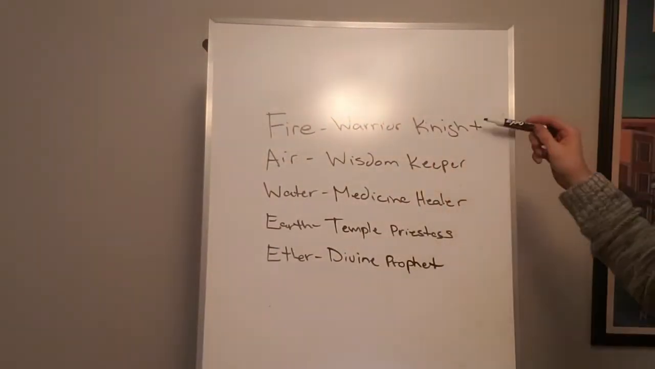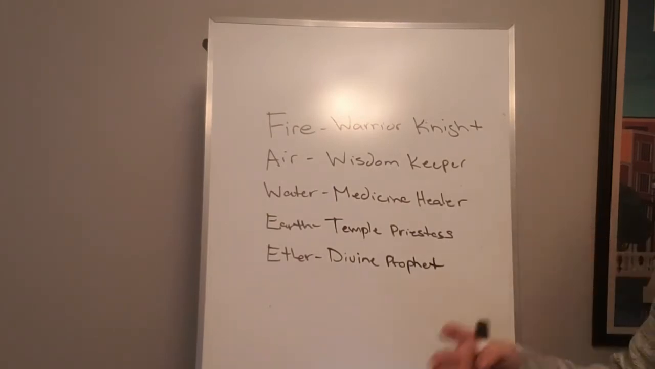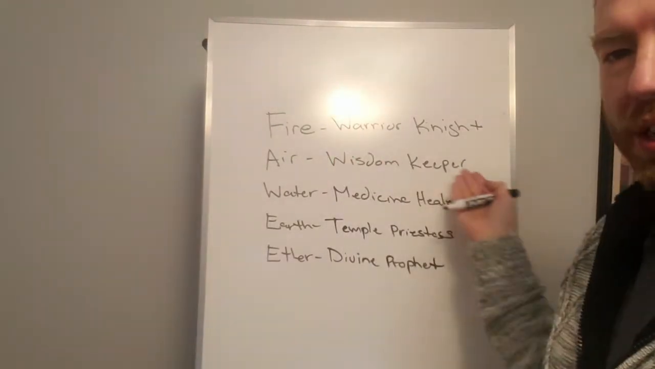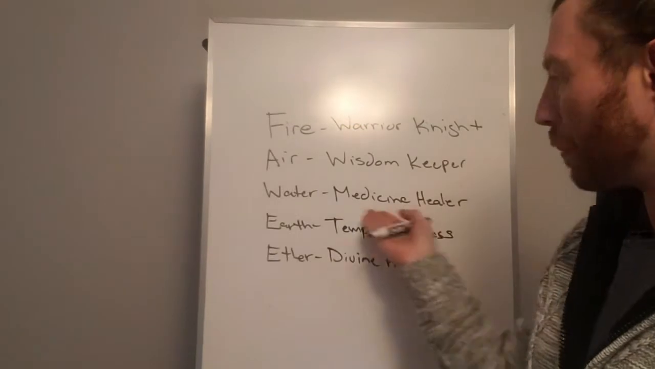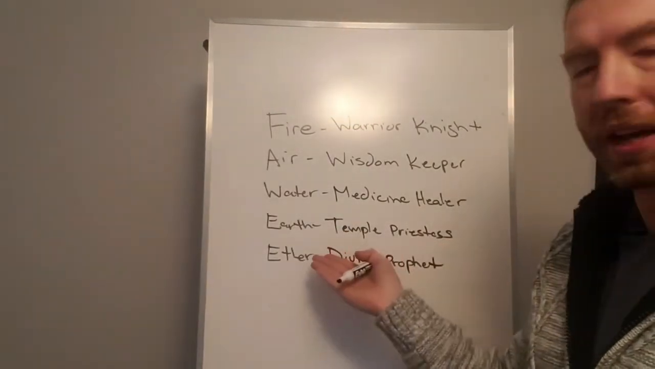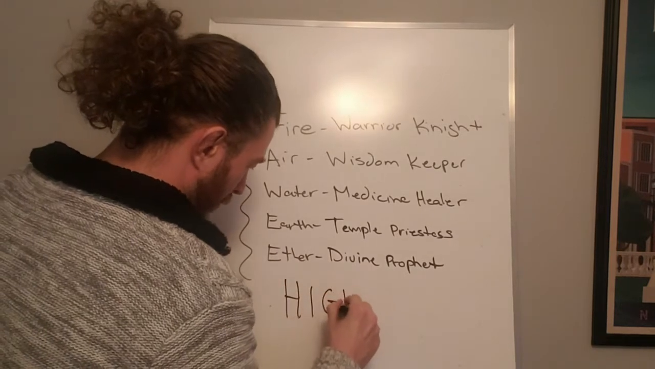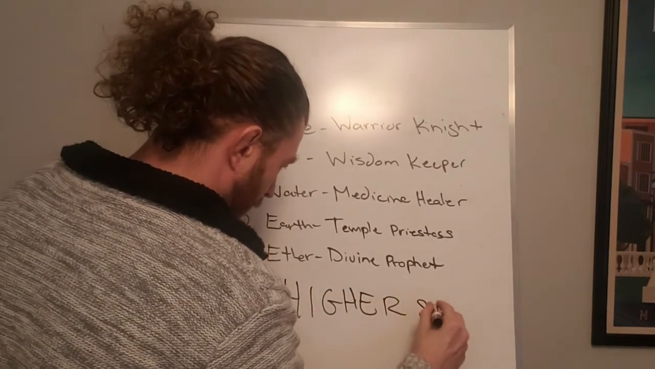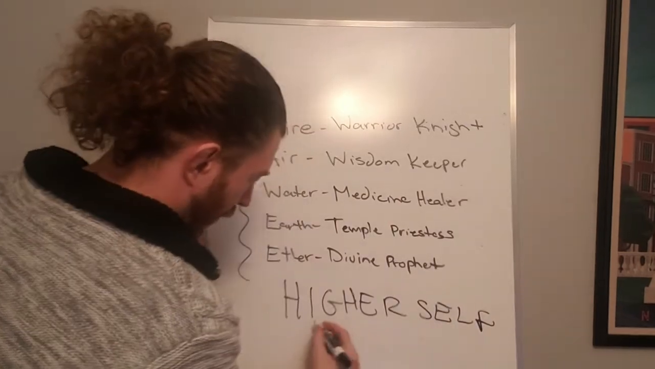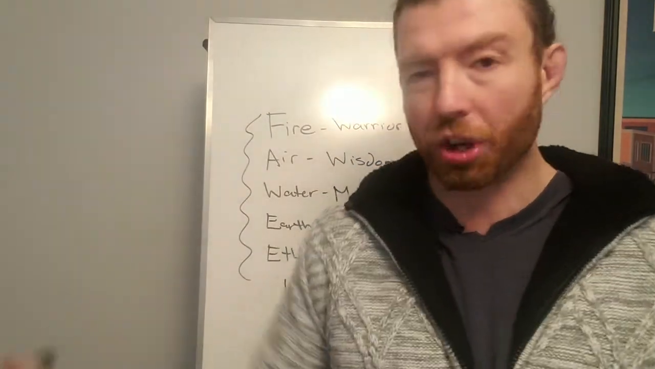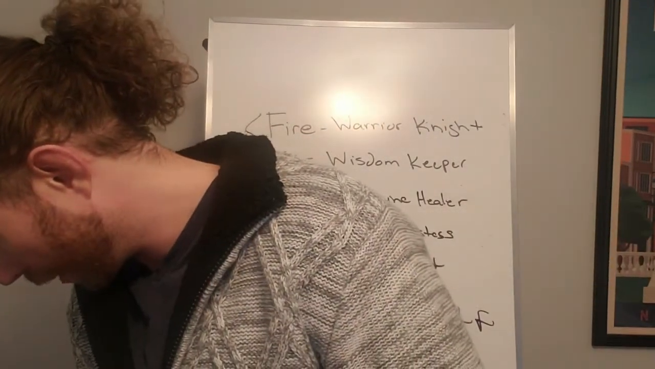So these are basically the 5 archetypes that we're developing as we heal these bodies. So we're going to develop our inner warrior knight. We're going to develop our inner wisdom keeper. We're going to develop our inner medicine healer. We're going to develop our inner temple priestess. Then we're going to develop our divine prophet. And when we develop all of these archetypes, we become the higher self, also known as the authentic self, the Christ self, the Krishna self, the Horus self, the ascended self, ascended master, many terms for this idea, all just different analogies.